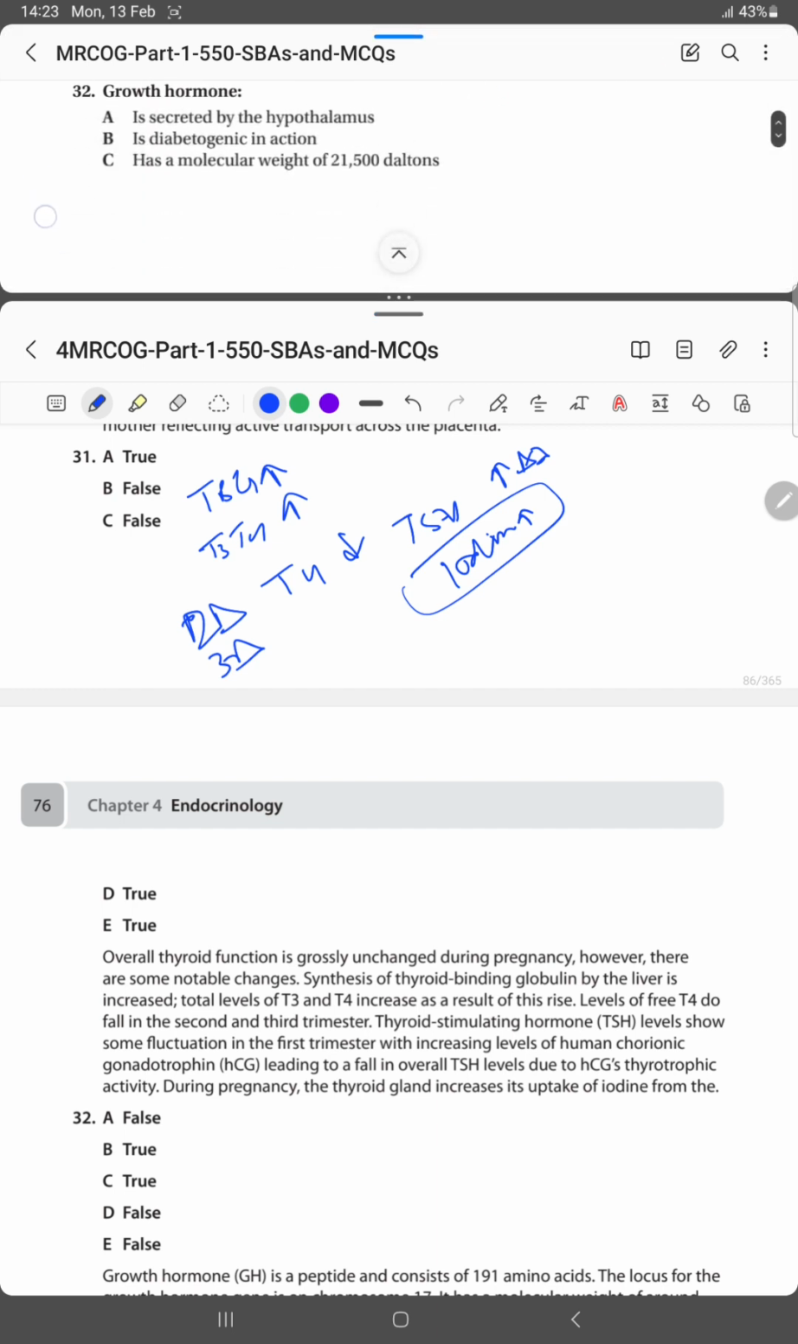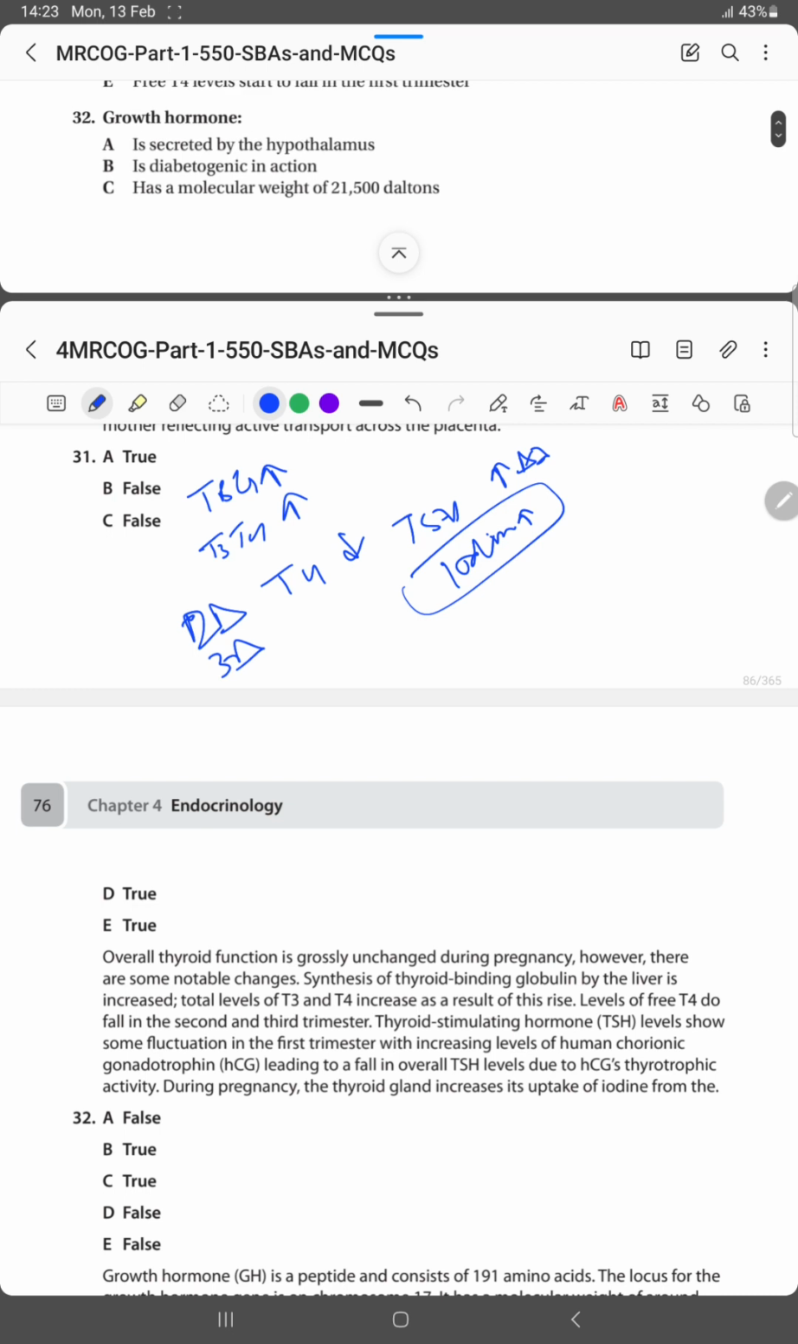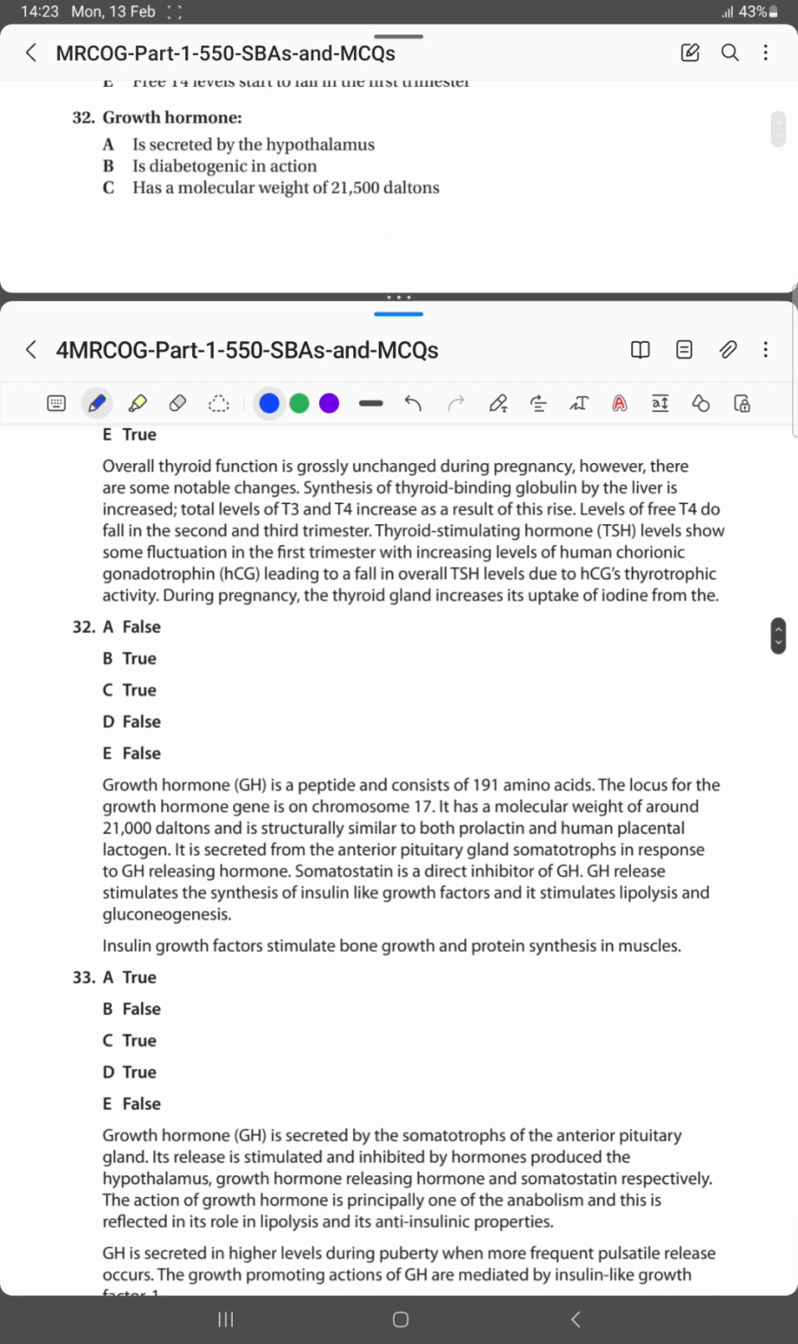Now let's move to the next question, and that is regarding growth hormone. Growth hormone is a peptide hormone, and it has 191 amino acids, and the locus for the growth hormone gene is on chromosome number 17. It has a molecular weight of around 21,000 daltons, and is structurally similar to prolactin and the human placental lactogen.